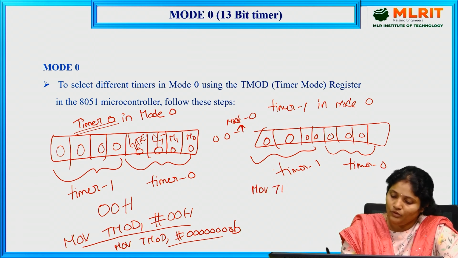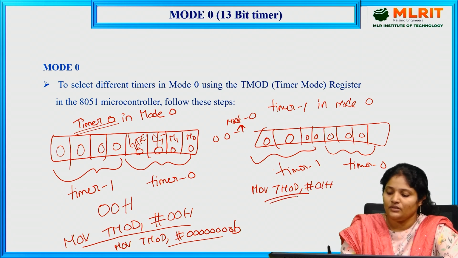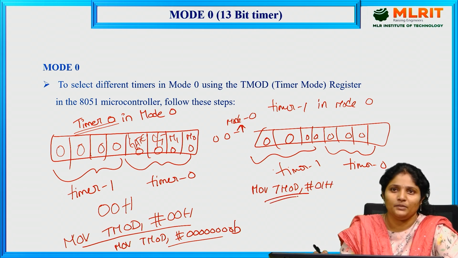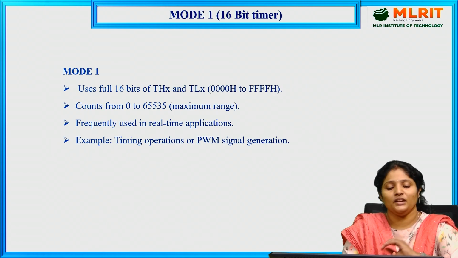Move TMOD, comma, hash 01H. So this is how we will be selecting timers using mode 0. Okay, coming to the next one, it is mode 1.